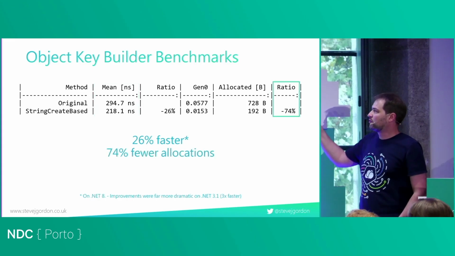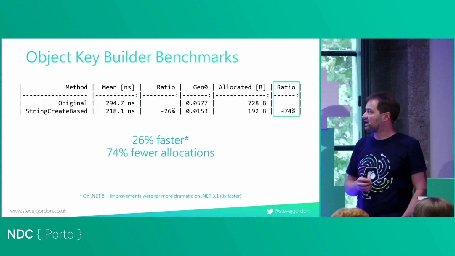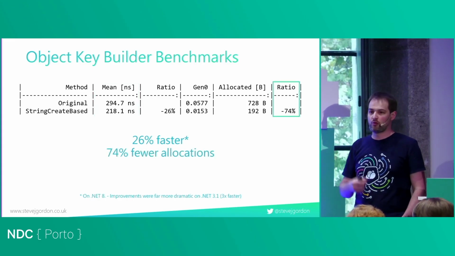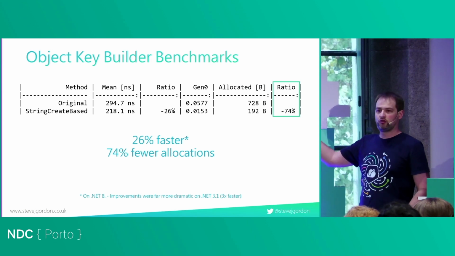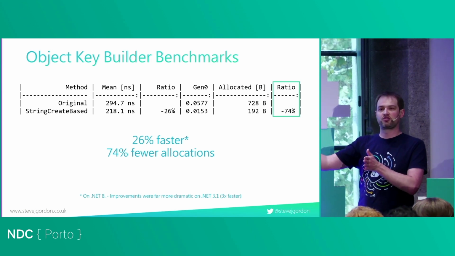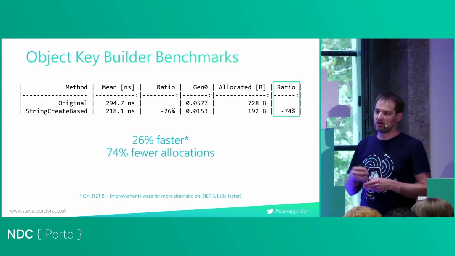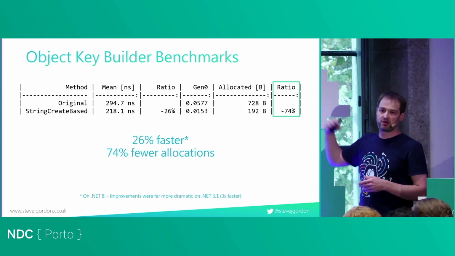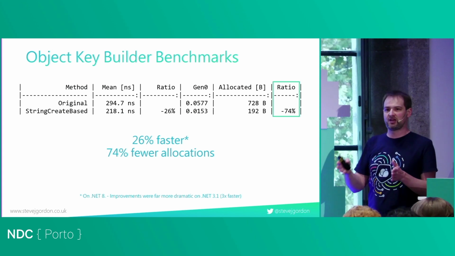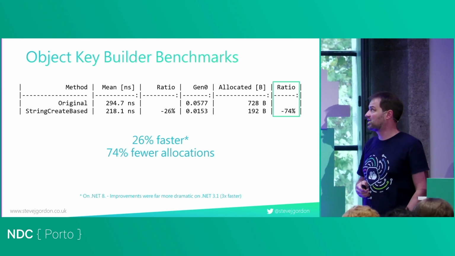And the key thing is that we then removed about 74% of the allocations, so we're down to 192 bytes. When we profiled the memory, that 192 bytes was the actual object key string that we had to create to pass into the Amazon S3 API. So that means we've got rid of all the overhead of creating that. We're just down to the actual cost of the string creation that we actually want.